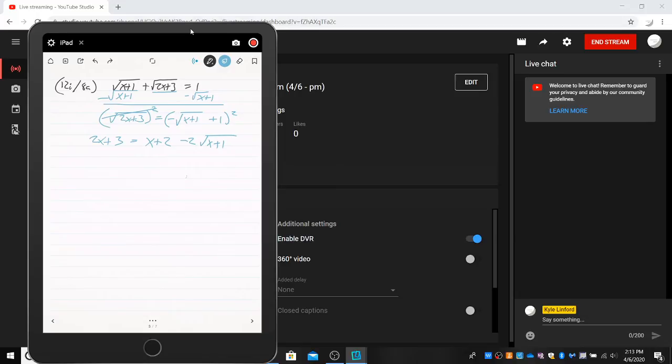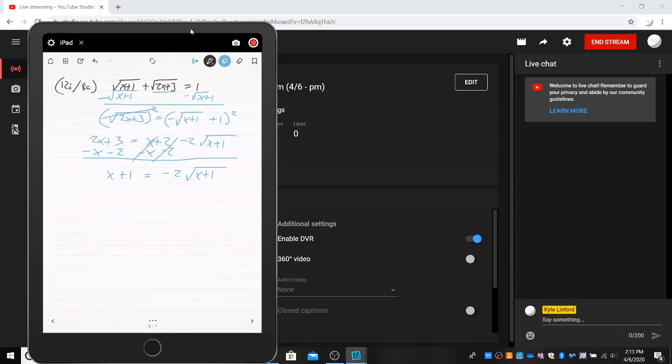Just do the same process. Just square again. So we're going to end up squaring both sides again. But first, let's go ahead and make it easier on ourselves. Let's try to combine some like terms. I'm going to subtract over the x, and I'm going to subtract over the 2. So we get an x plus 1 equaling negative 2 root x plus 1.